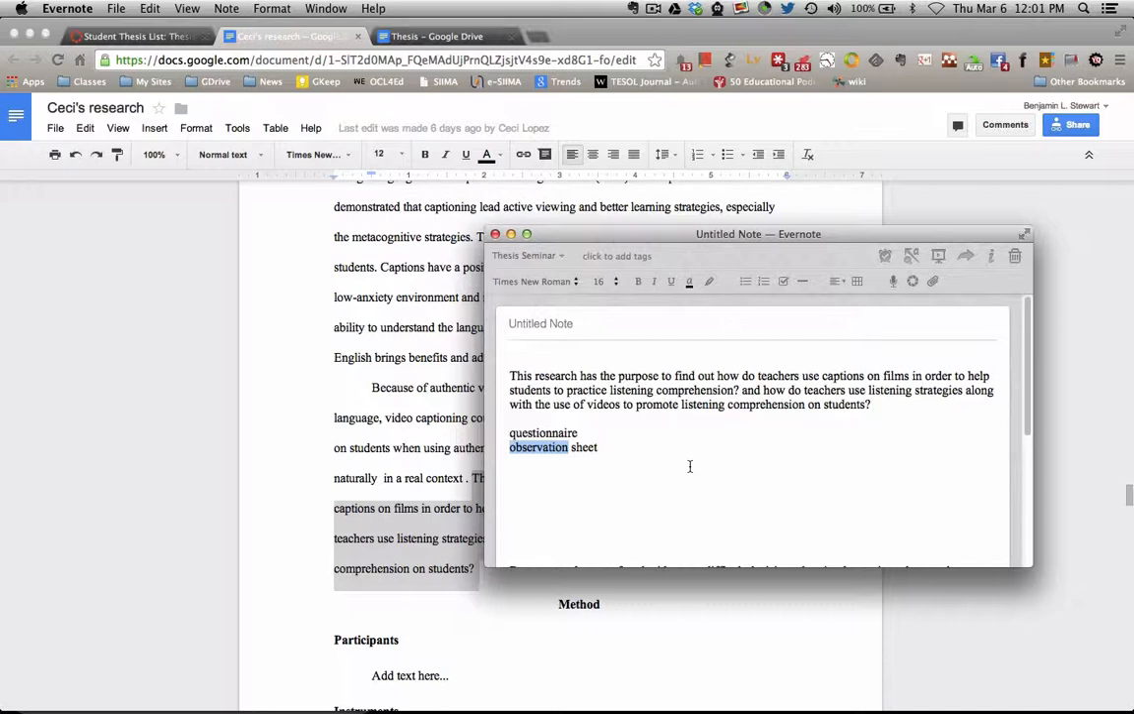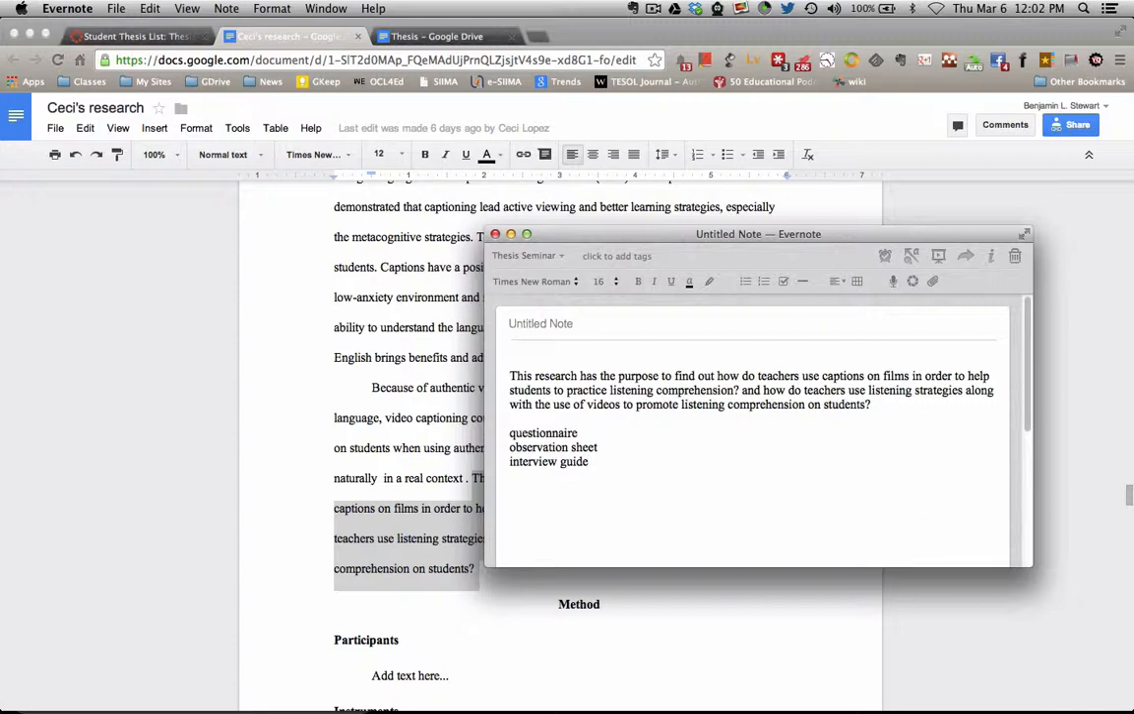Okay. So we have observation sheets, we have questionnaires, and you're probably going to have interviews, right? You're going to interview the teacher? So you're probably going to need an interview guide. Okay, so you'll do kind of a semi-structured interview. So you'll have maybe a list of questions that will help you when you're in the moment that you're interviewing.